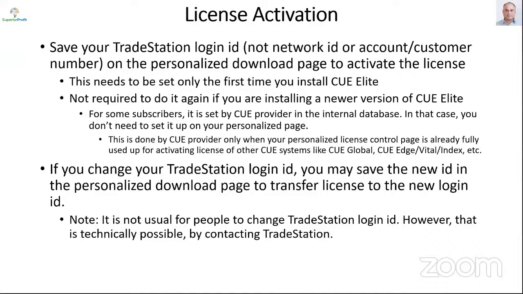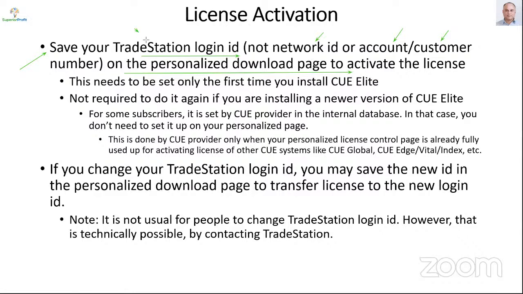But if you are doing the installation for the first time, the workspaces will not display Q indicators properly. You have to activate the license for your TraceStation login ID. How to do that? We have to save the TraceStation login ID, not the network ID, not the account number, not the customer number, but the TraceStation login ID, the ID that you use to log into the TraceStation platform. That ID you need to set on your personalized download page to activate the license.